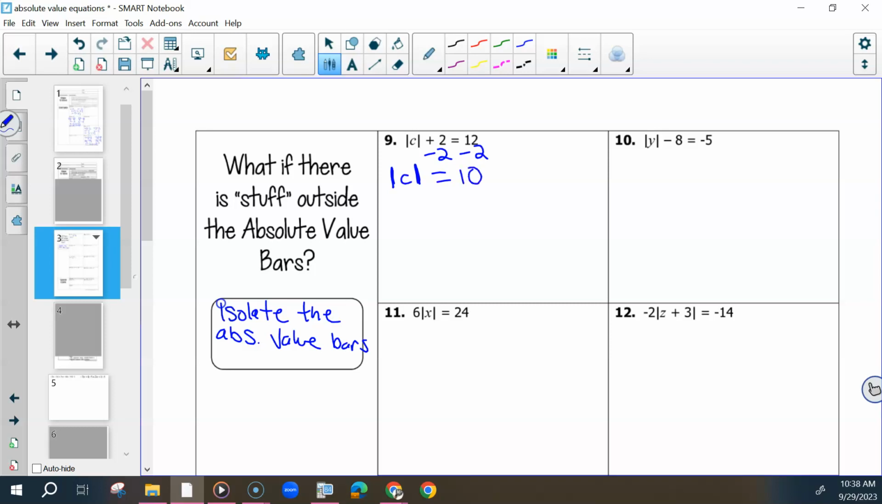Keep this in absolute value bars until it's been isolated. Once it's isolated, then you can drop it, set it equal to the positive and negative, solve it if necessary, and then write your solution set.